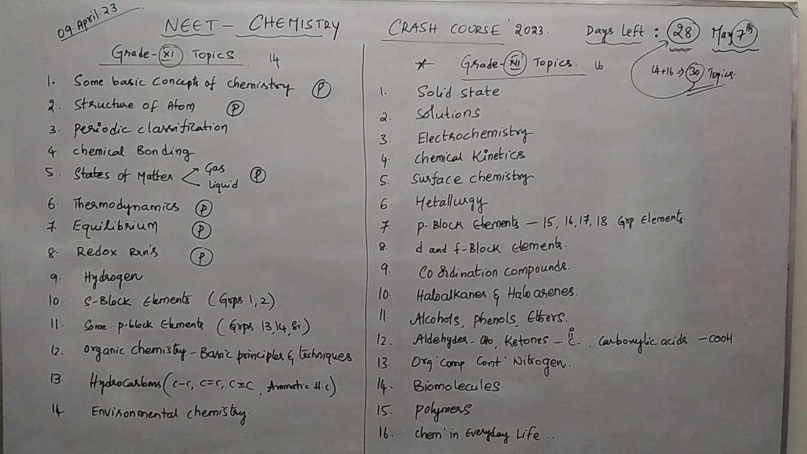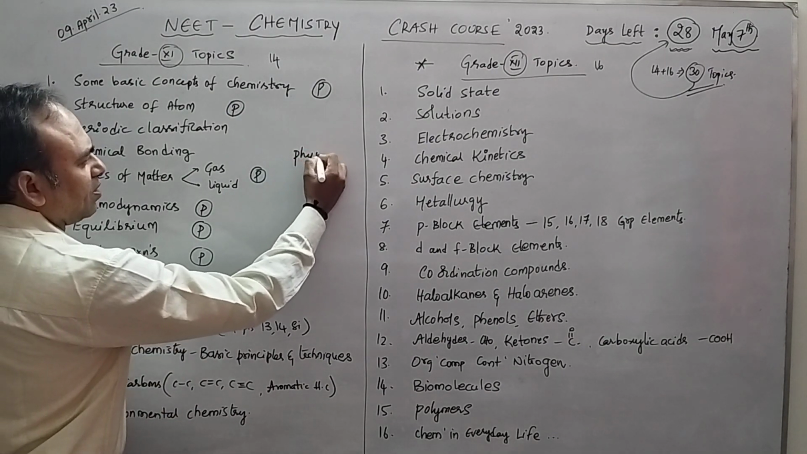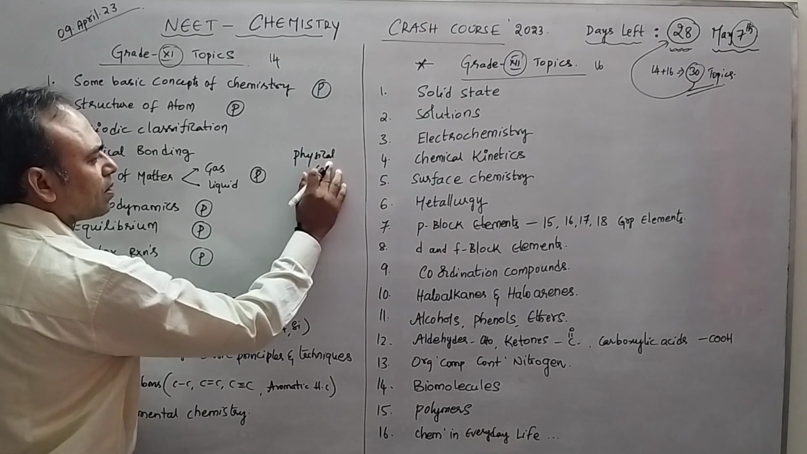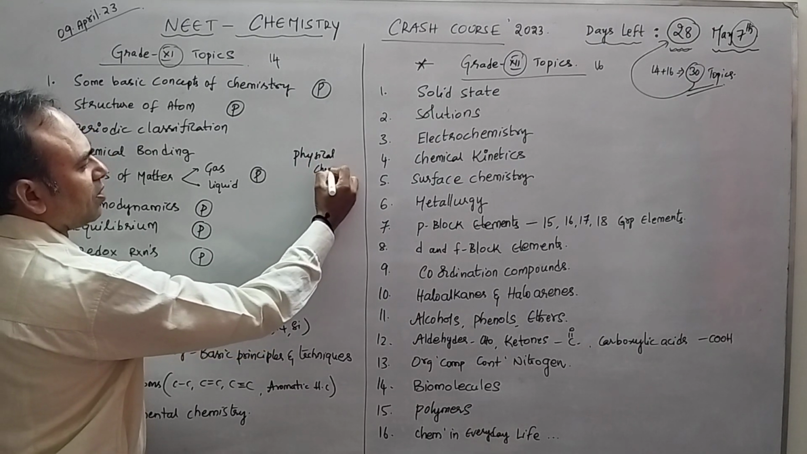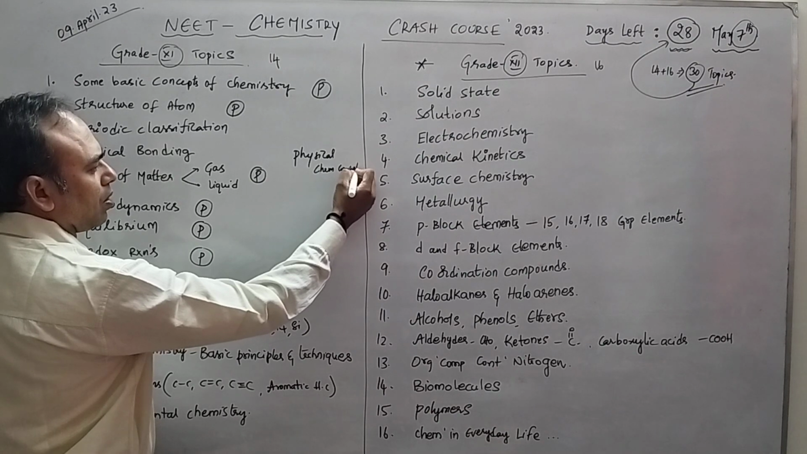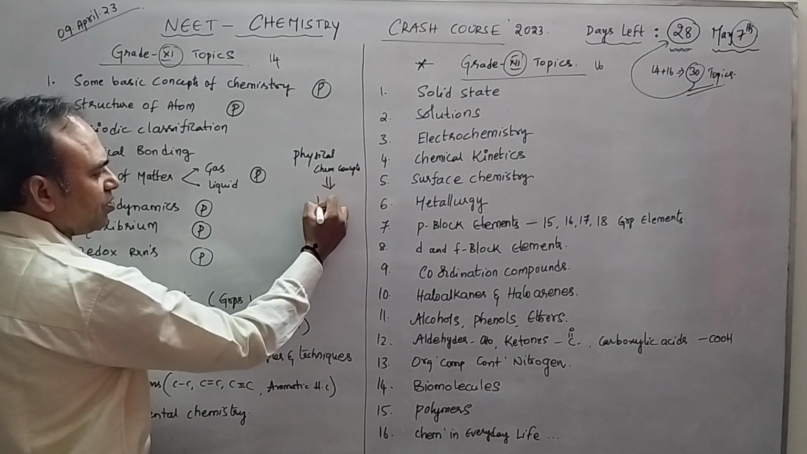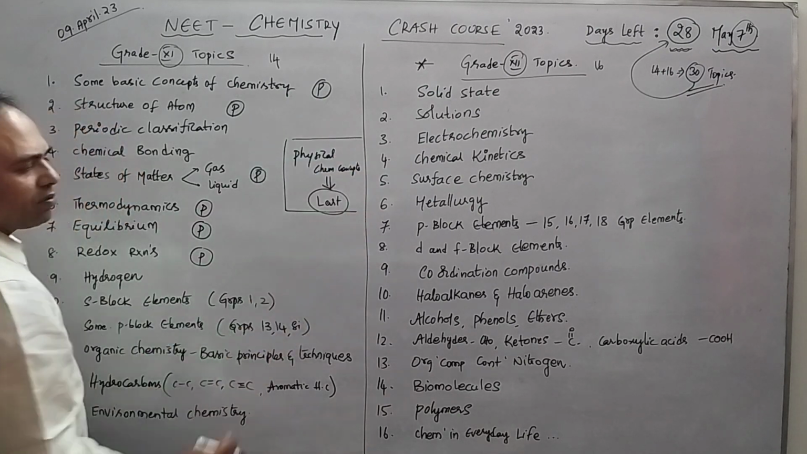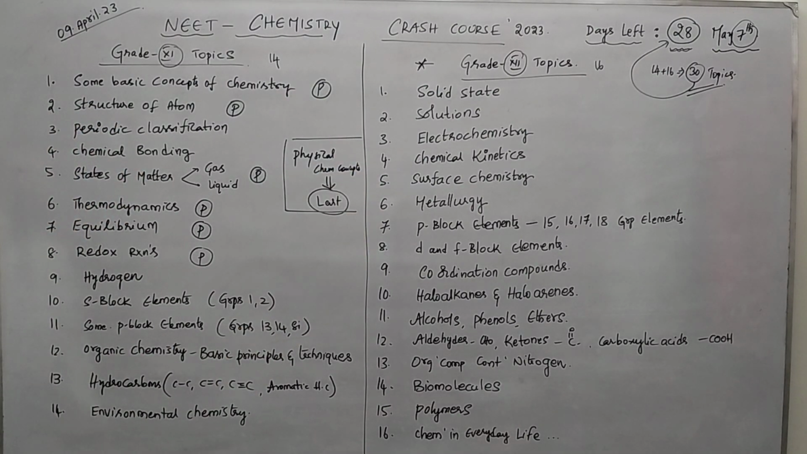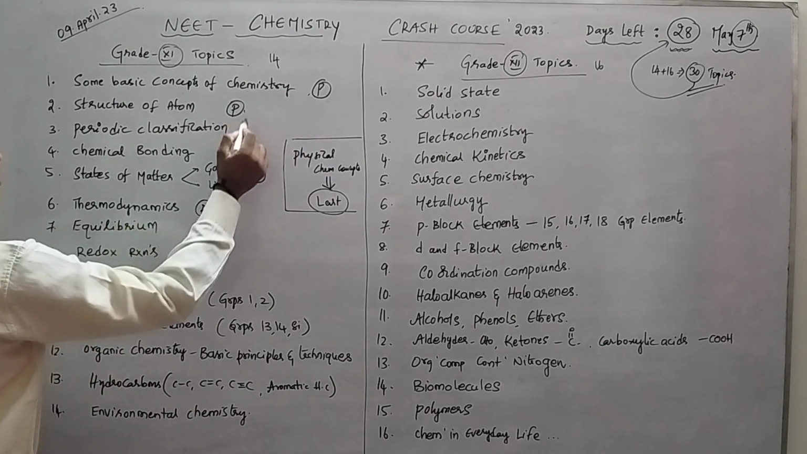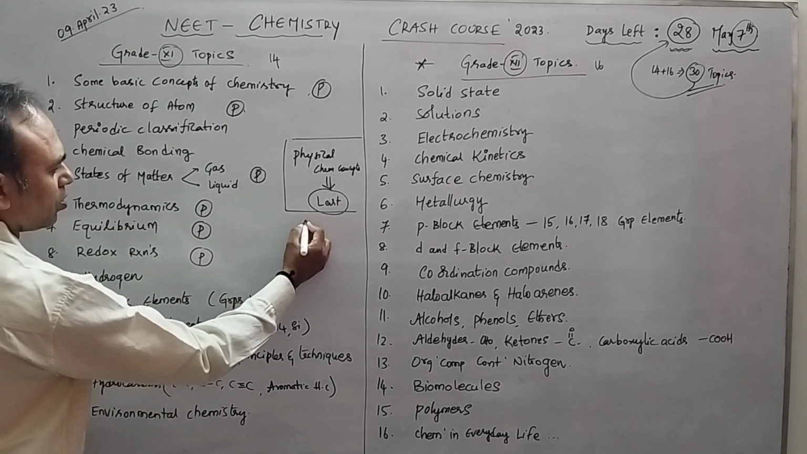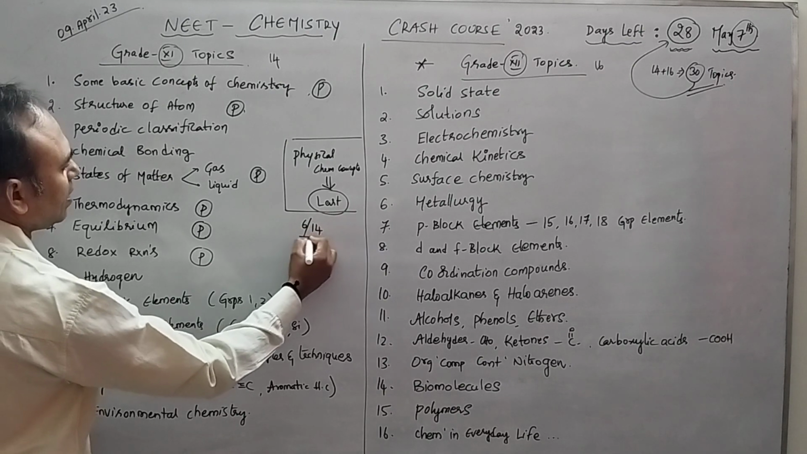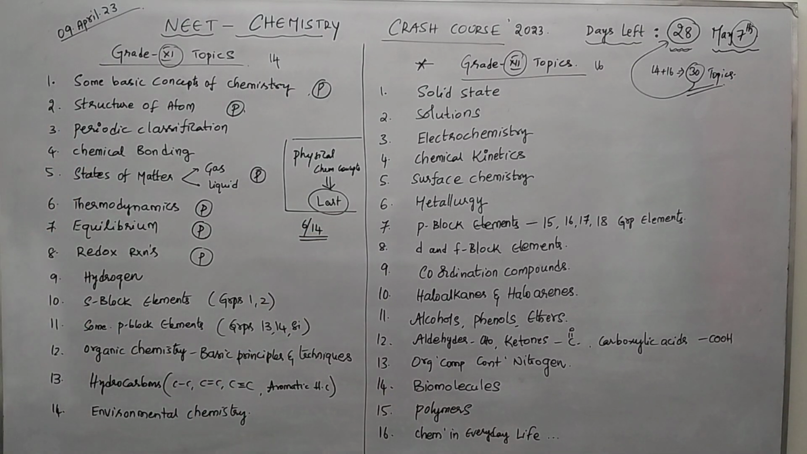The important thing is that the physical chemistry concepts, let us do last because they take more time. So how many are there? 1, 2, 3, 4, 5, 6. So out of the 14 grade 11 concepts, the physical chemistry ones we will do last.